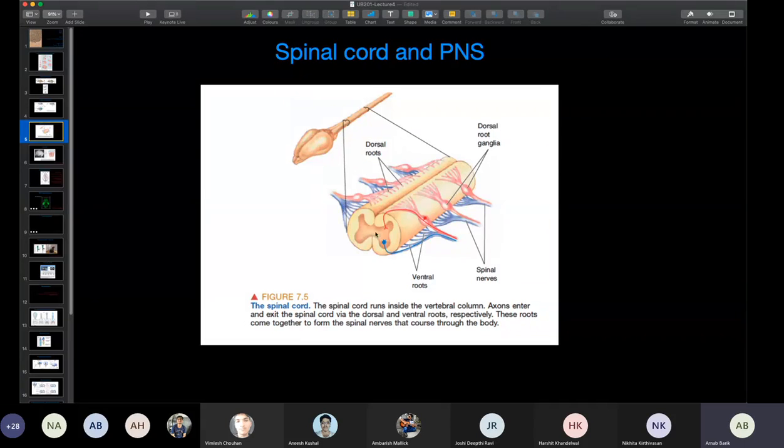And so this is a cross section. This is the dorsal side. This is the ventral side. The ventral side, as I said, is facing the belly. The dorsal side is facing the top of your body, or your back. And then there's a cross section.